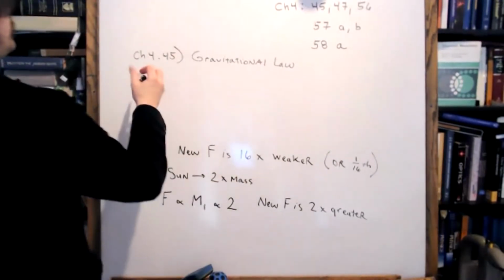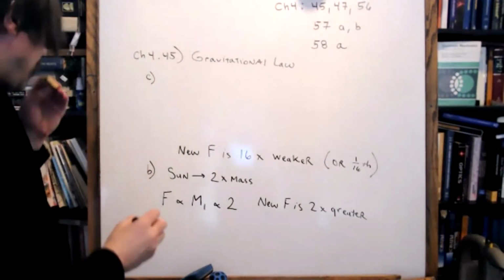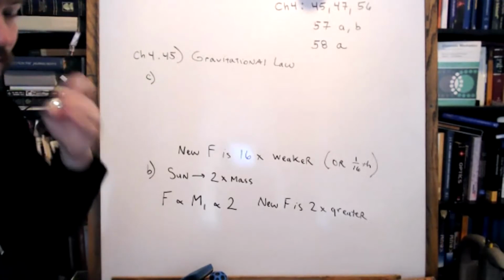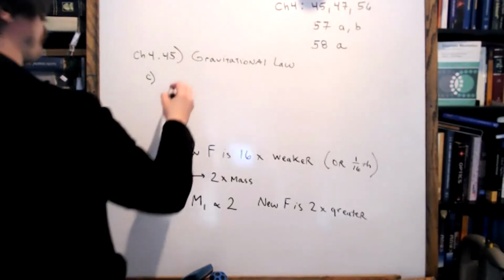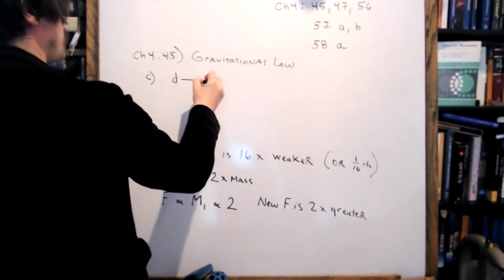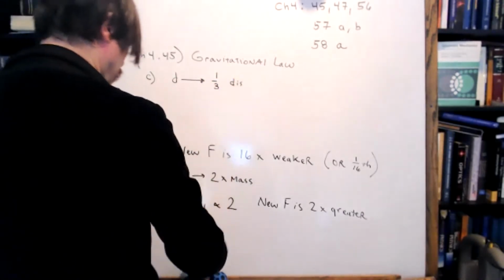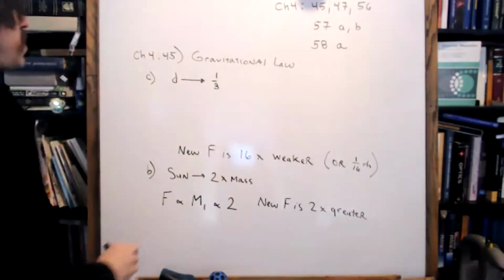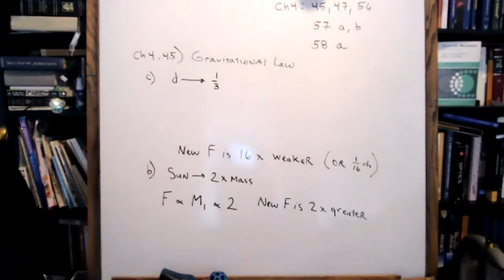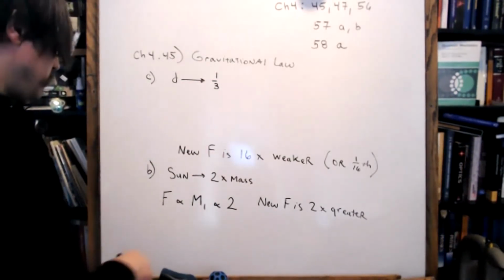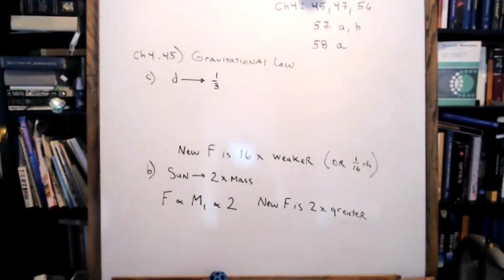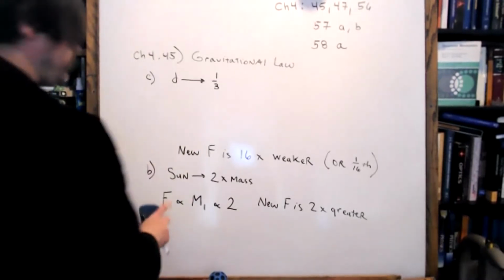Ian, how about part C? Okay. C says, suppose the Earth were moved to 1/3 of its current distance from the sun. What would happen to the gravitational force between Earth and the sun? Okay. Jenna, my friend, why don't you help me set this one out?